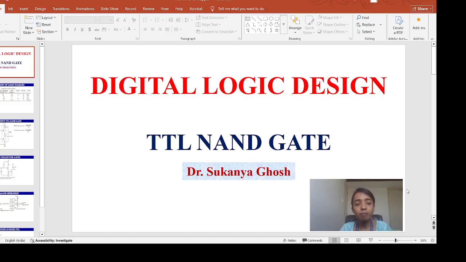So, many logic families have been developed so far. They are resistor transistor logic or RTL. We have direct coupled transistor logic, DCTL. We have diode transistor logic, DTL. We have high threshold logic, HTL. We have transistor transistor logic, TTL, which we're going to study here. Then we have emitter coupled logic, ECL. We have integrated injection logic, IIL or I square L.